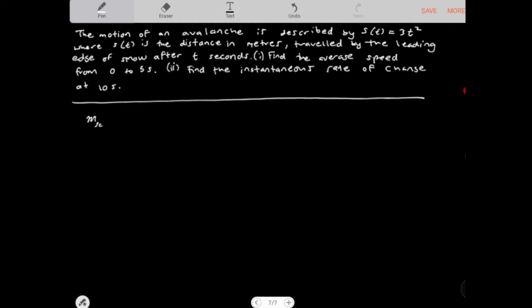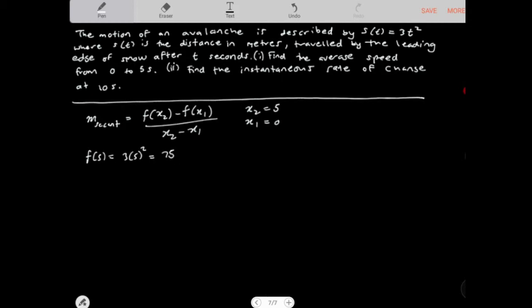So we know that the slope of a secant from a previous lesson is f of x2 minus f of x1 divided by x2 minus x1, right? And let's call x2 5, it's the upper limit, and x1 is 0, it's the lower limit. And in this case, f of x2, or f of 5 here, is basically 3 times 5 squared, which is basically 3 times 25, which is 75. Okay, so at 5 seconds, you're basically at a position 75 meters away from some reference point, right? So f of 0 here is basically 3 times 0 squared, which is 0. Okay, so initially you're right at the reference point.